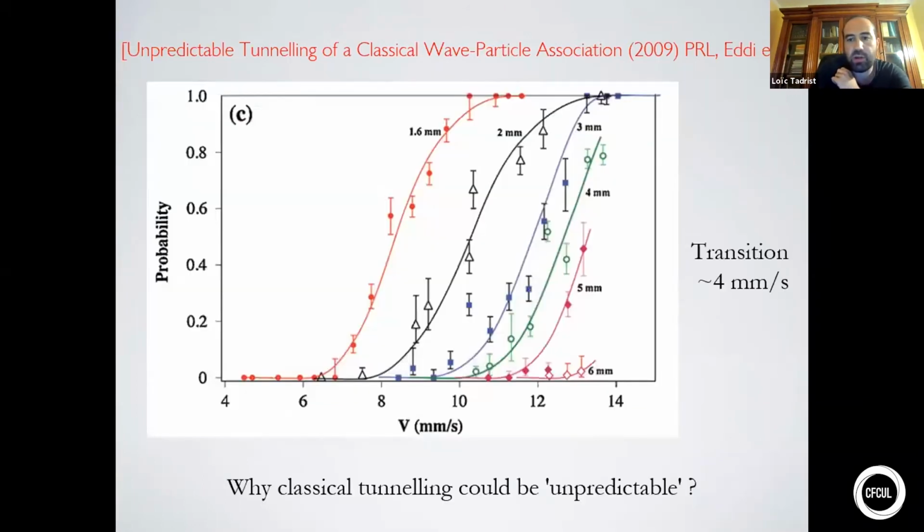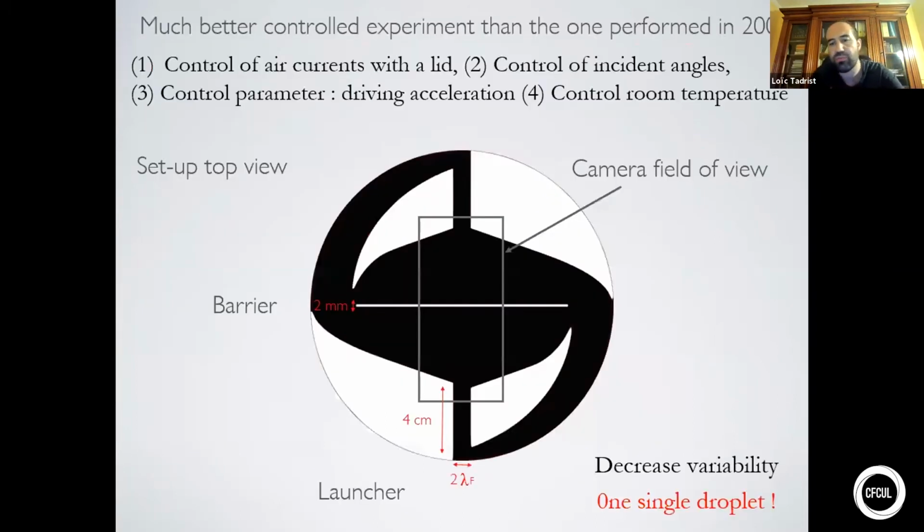So here are the results of Antonin Eddy, with a transition between no transmission to full transmission above a barrier velocity of 4 millimeters per second. And we wondered why this classical tunneling could be unpredictable. So we reproduced the same experiment, but now we tried to kill the variability that exists in the walking droplet experiment. And the first step was to use only one droplet.